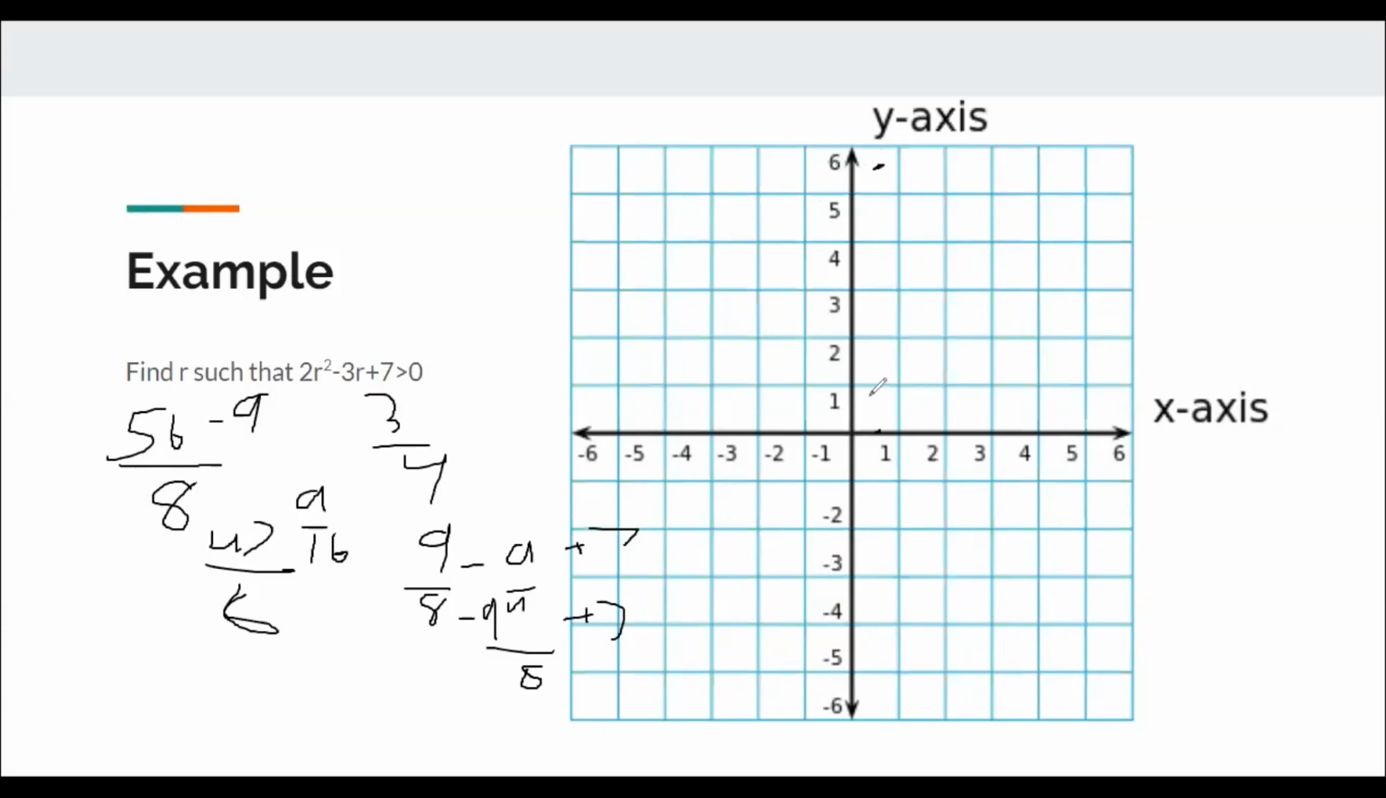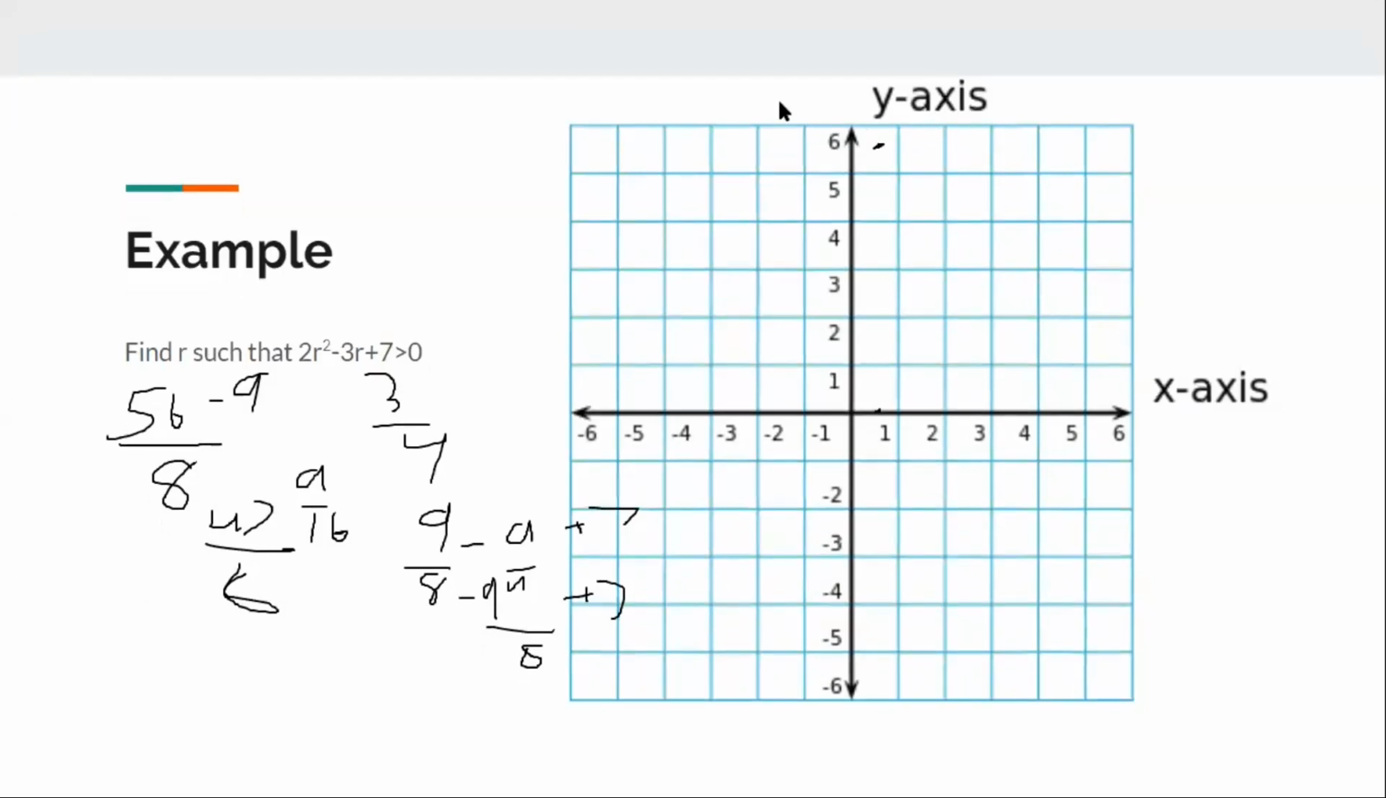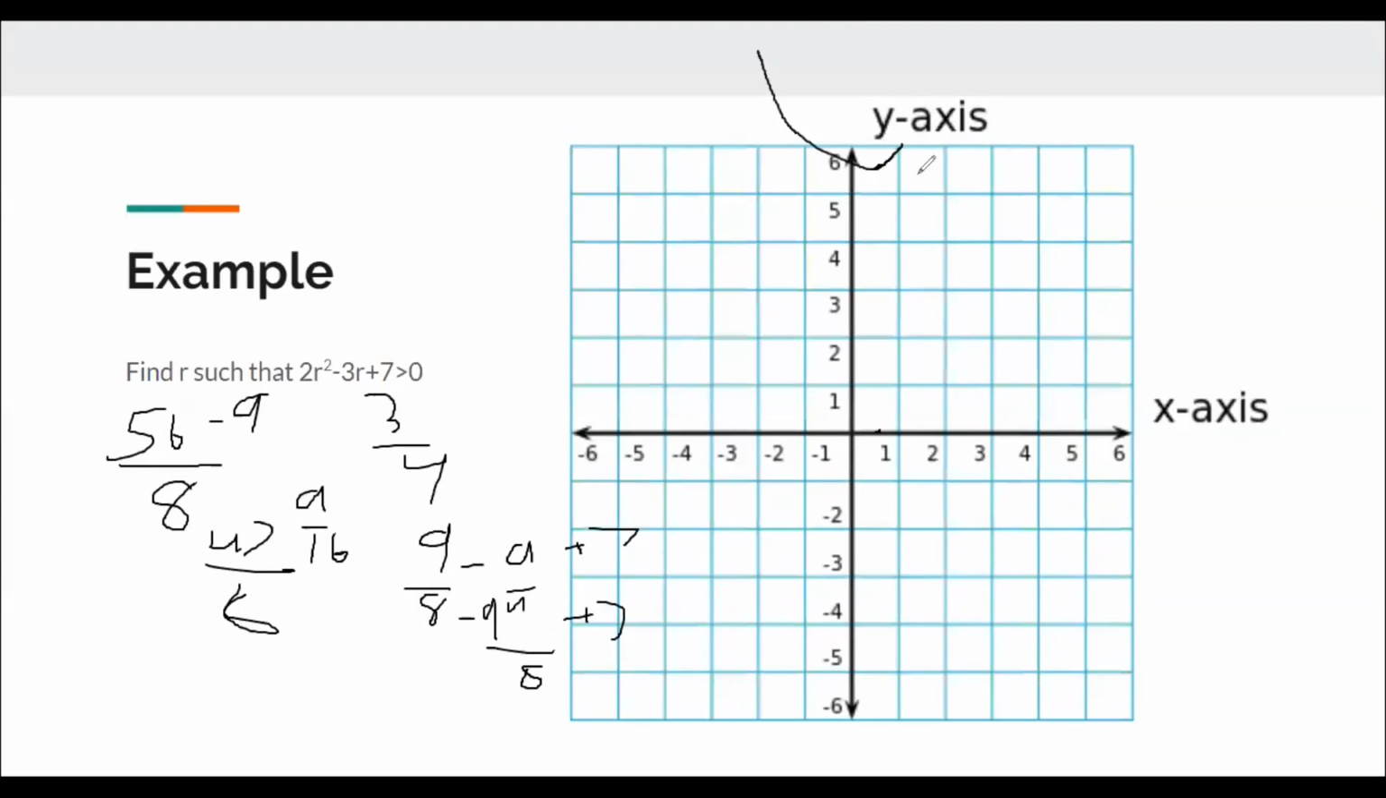And then let's look at another point. Let's just look at 1. At 1, it's 2 minus 3 plus 7, which is 6. So it goes up. Right, it's going to go up. So it's kind of going to go like this. It's kind of how our graph should go.